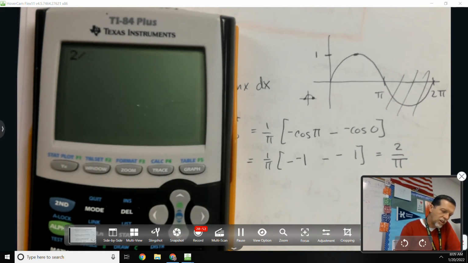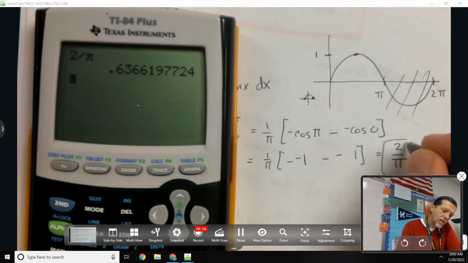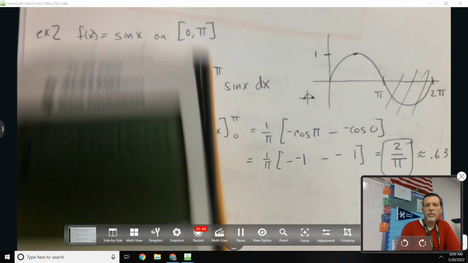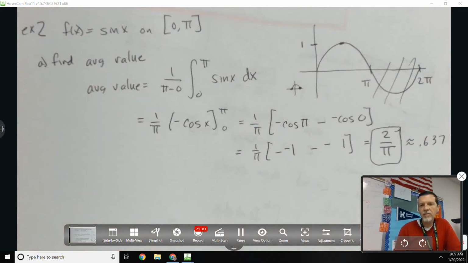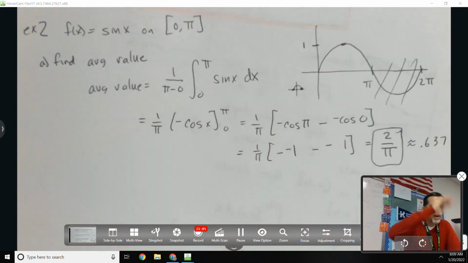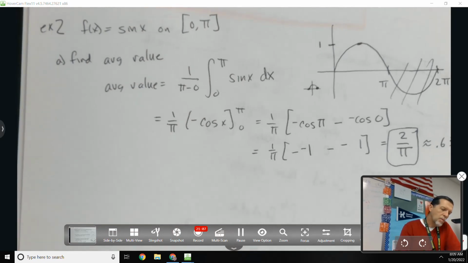Now I'm just curious. 0.637. So between 0 and 1, absolutely. A little bit more than a half. Yeah, because it's kind of mounded up like that. So that's my average value.